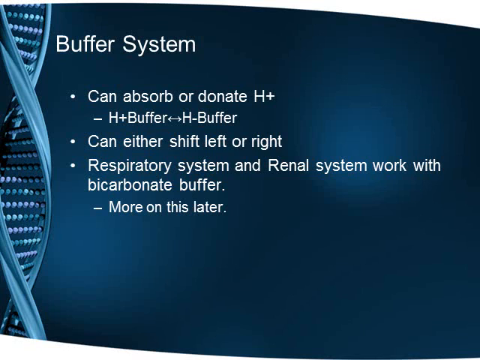That is our buffer system is going to pick up or release hydrogen ions to adjust for it. But it's only minimal in the amount of work that it can actually do. The buffer system works constantly. We either are going to donate a hydrogen ion if we're alkalotic, or we're going to pick up hydrogen ions if we're acidotic. So it can either shift to the left or the right.